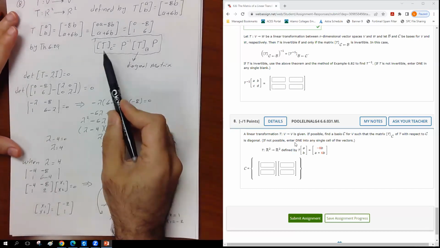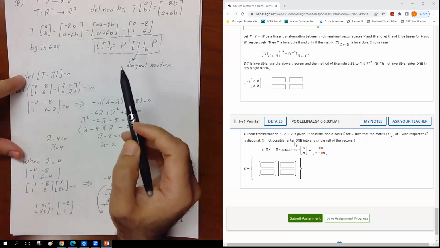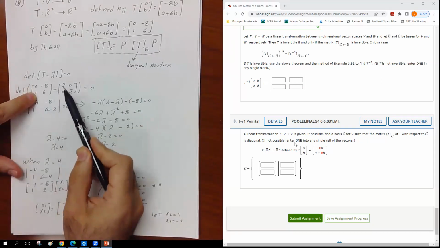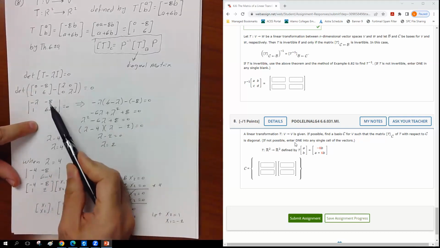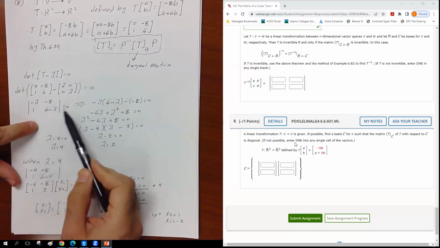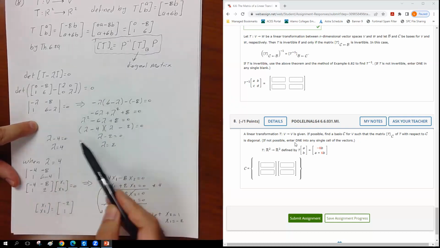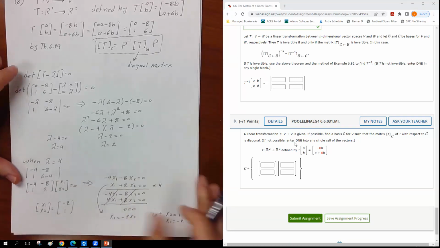So that means I need to prove this one. This one is a diagonal matrix. So the determinant of this matrix minus lambda I, to find the eigenvalues, is going to be equal to 0. So negative lambda, negative 8, 1, 6 minus lambda equals 0. So find the determinant for this matrix. We found two lambdas: lambda equals 4, and lambda equals 2.